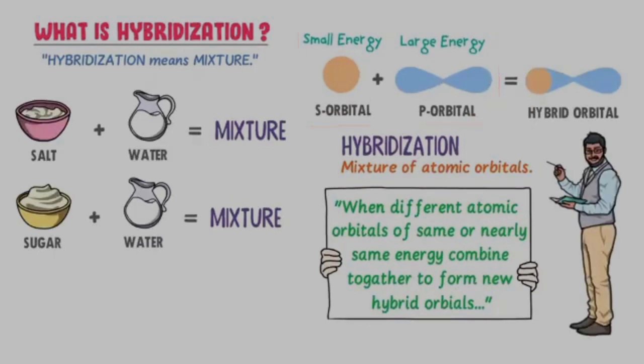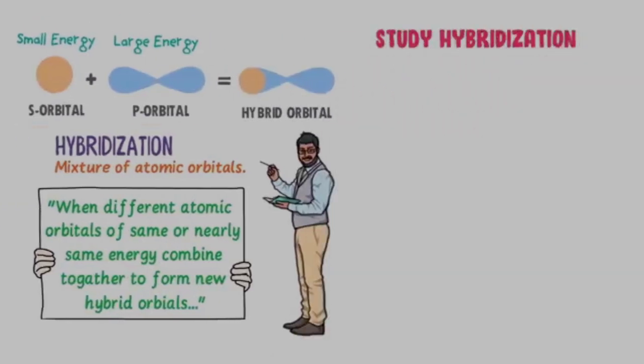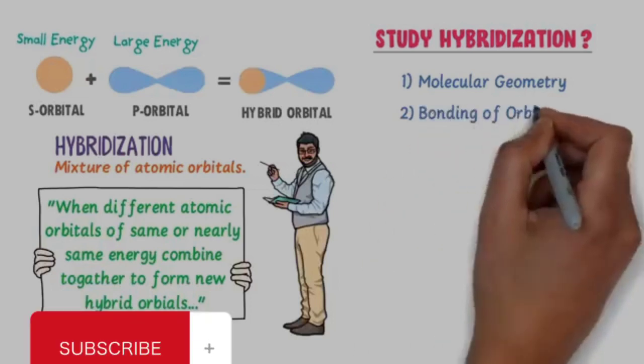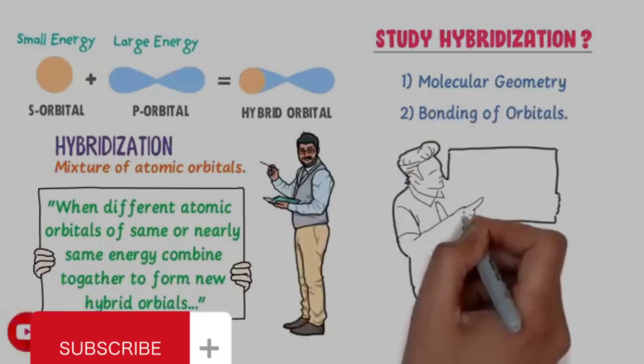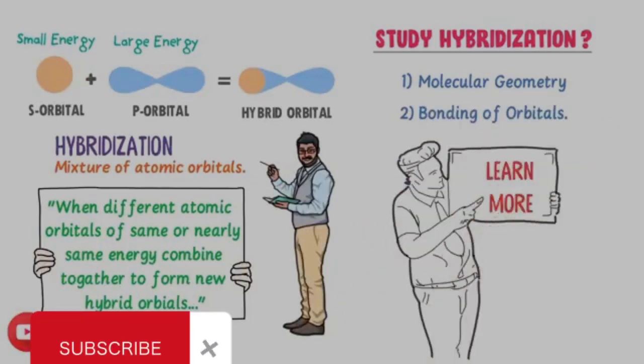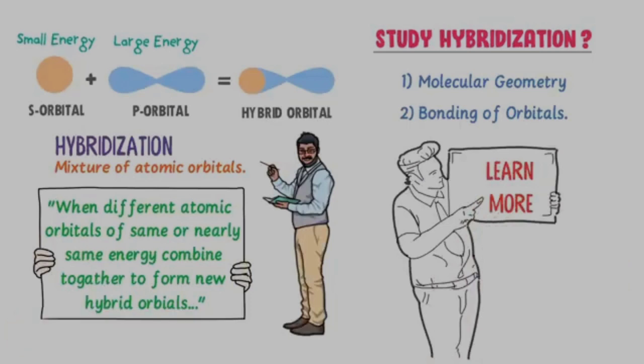Here, you must learn why we need to study hybridization of atomic orbitals. Well, hybridization of atomic orbitals teaches us two important concepts. It shows us molecular geometry or shape of the molecules. Secondly, it shows us the bonding of atomic orbitals. You will learn more about the molecular geometry and bonding of atomic orbitals in this lecture.